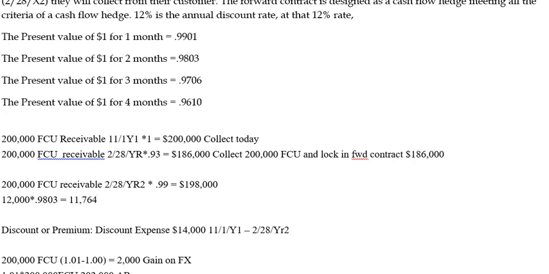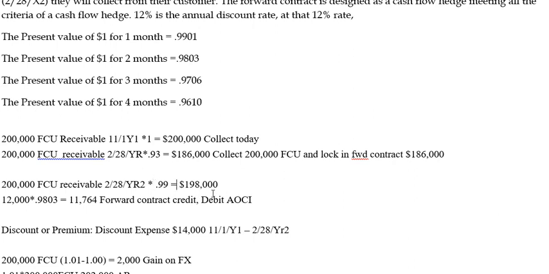11,764. This contract is a liability to me, so I would need to credit my forward contract because it's a liability to me. If it was an asset to me, I would debit it. But since it's a liability to me, forward contract, credit. My debit would be to AOCI.